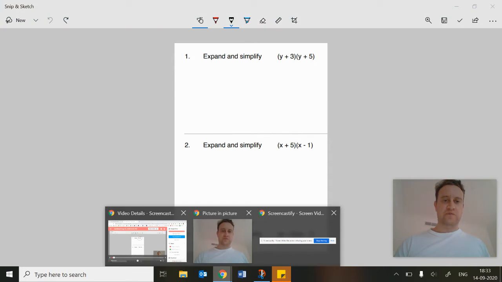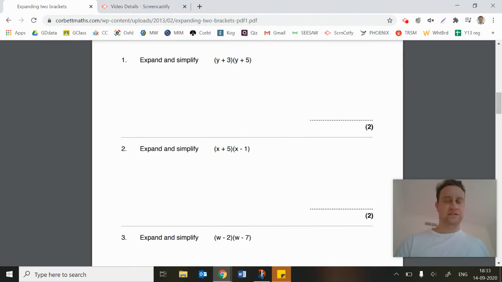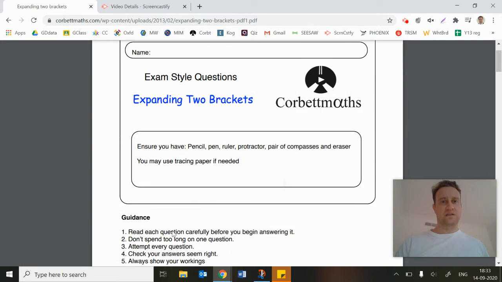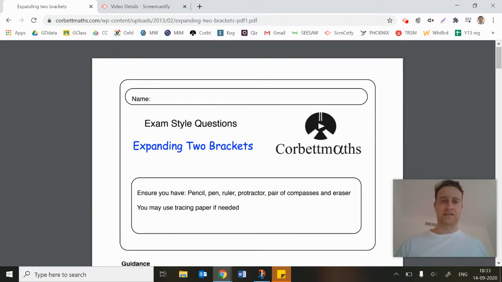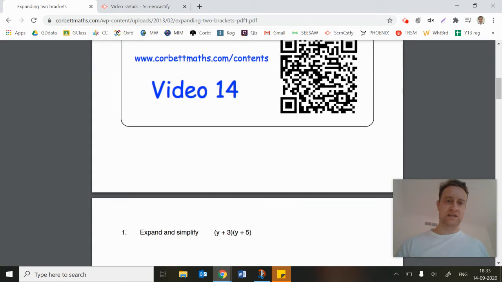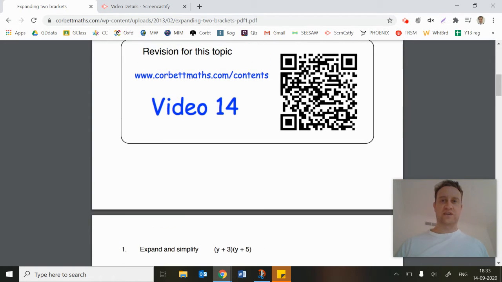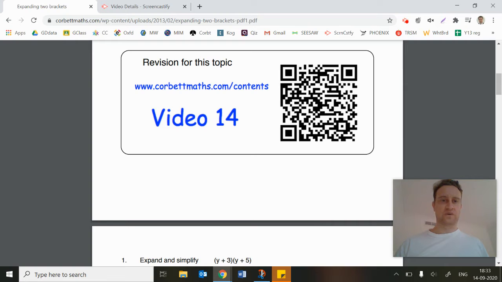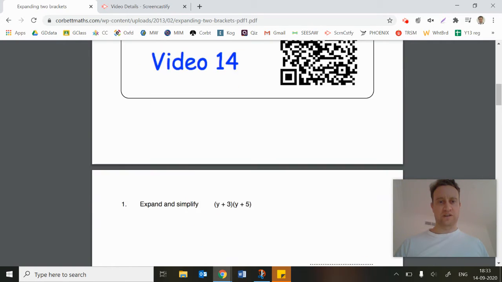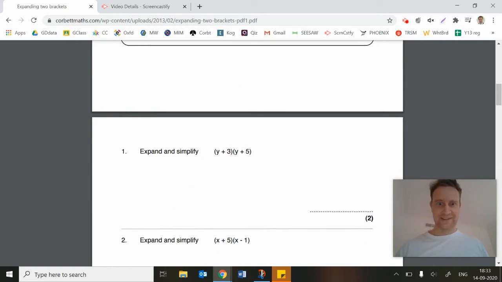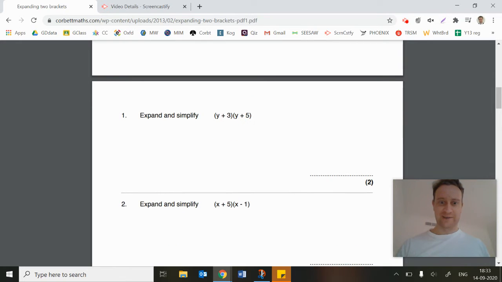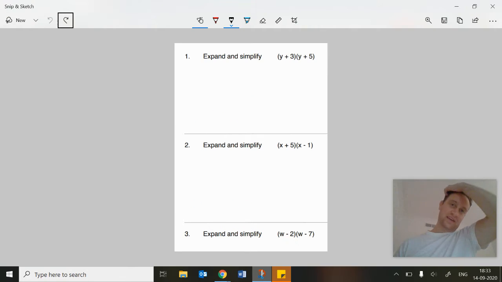These questions, by the way, come from Corbett Mathematics. So it comes from this task here, Corbett Maths and expanding two brackets. This is a really good set of practice questions. The QR code takes you to the video, another video. Right, okay, so here we go.